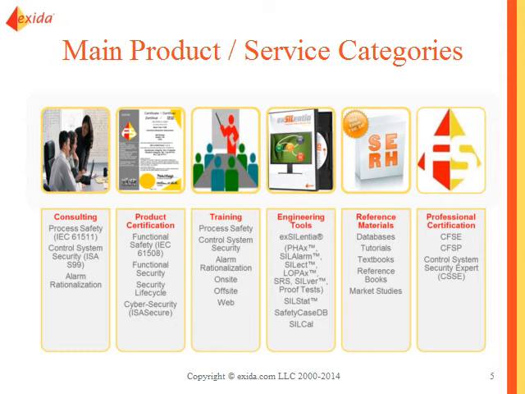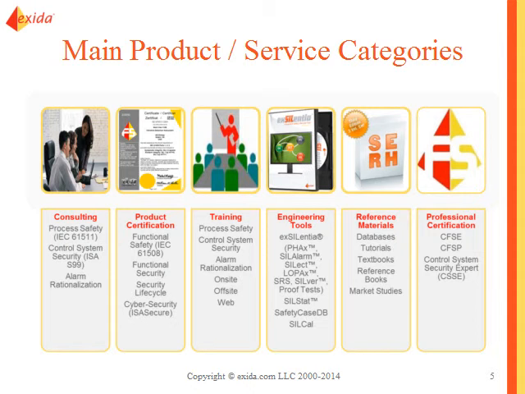For our product and service categories, we have consulting in process safety, primarily 61511, control system security, and alarm rationalization. We do the product certification for functional safety per IEC 61508. That is what we'll primarily be talking about today. But we also do cybersecurity certification and different training classes on process safety, control system security, and alarm rationalization, either online or on-site, whatever works best for you.